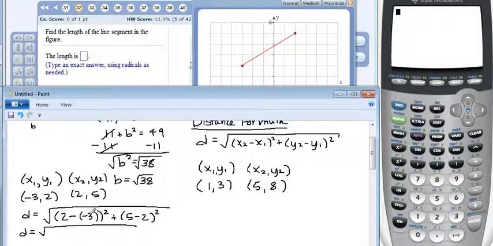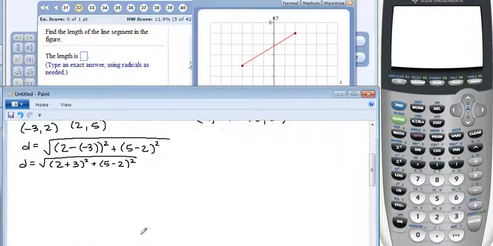What is 2 minus a negative 3? Isn't that like 2 plus 3? Certainly is. Subtracting a negative is like adding. All right. 2 plus 3 is 5. 5 minus 2 is 3. 5 squared is 25. 3 squared is 9.